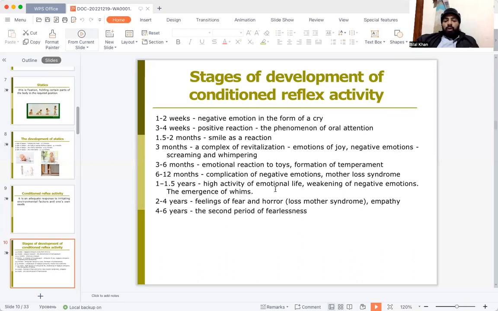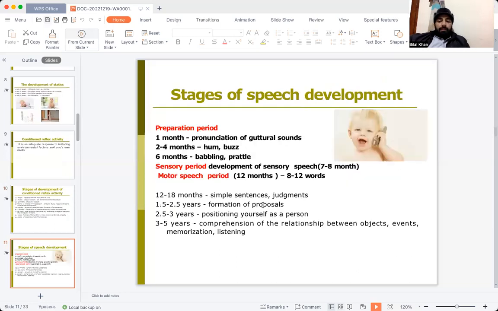Again, we come to 1 to 1.5 years: high activity of emotional life, weakening of negative emotions, and the emergence of whims. To 4 years: feeling of fears and horror, loss of mother syndrome, empathy. And 4 to 6 years is the second period of fearlessness.